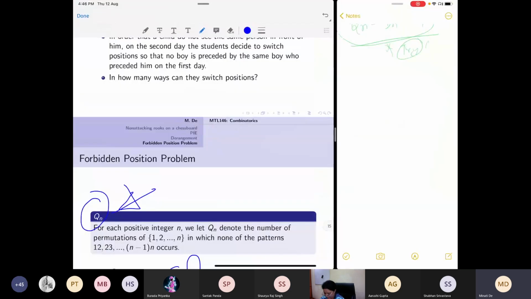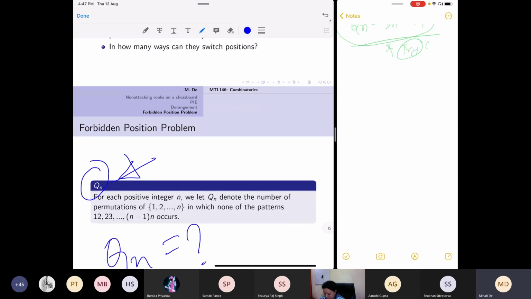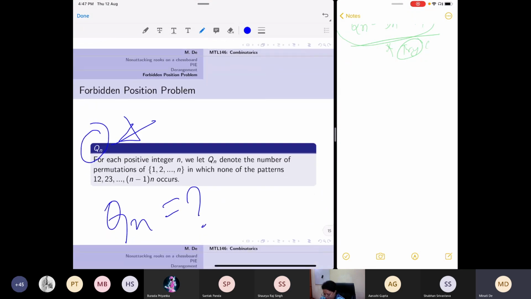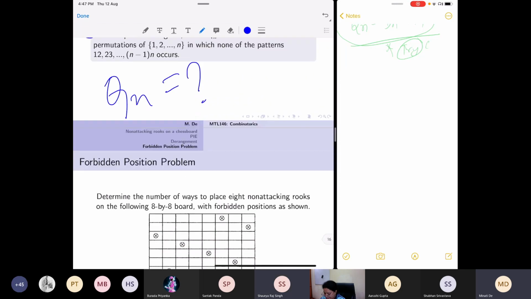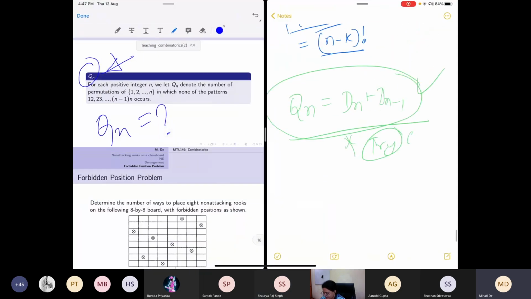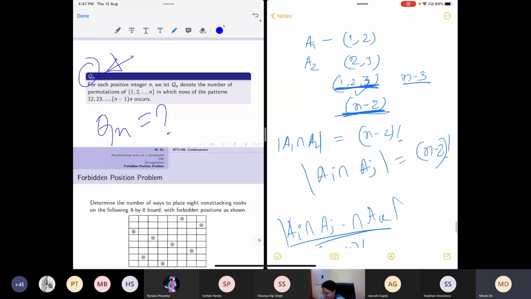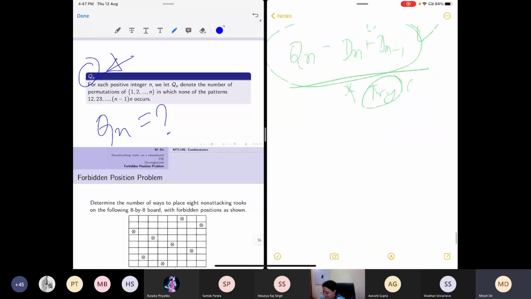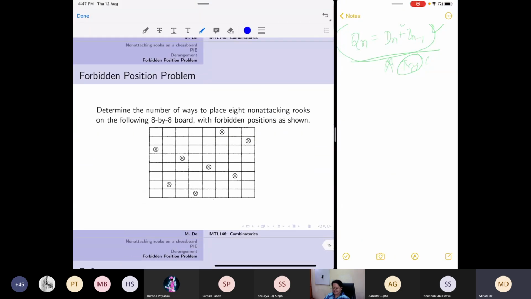I have a few more minutes. Is there any question on this forbidden position problem? I think that is new for you. You could have done this straight away also, this Dn plus Dn minus 1. Yeah, D8 plus D7. But nobody told that, right? You gave me the wrong answer. So try to prove this using a counting argument. That is your homework. Okay, now let's come back to another question.